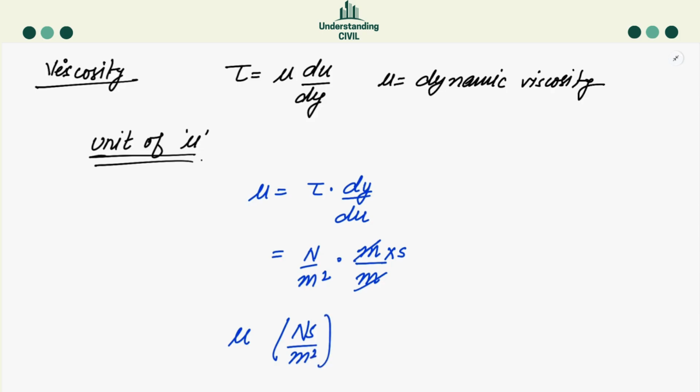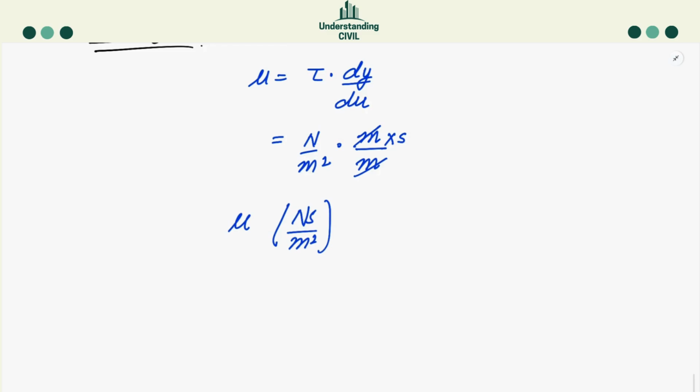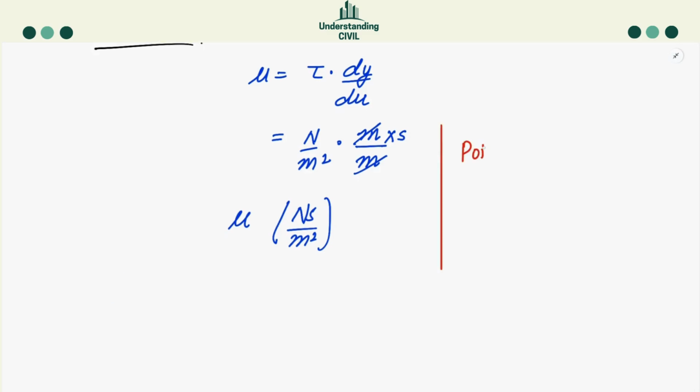Since fluid mechanics is a very old concept, earlier we used a unit called poise. And they are related as 10 poise is equal to 1 Newton second per meter square. This is very important because in competitive examinations, the dynamic viscosity, just to check the width of your knowledge, is often given in poise. So using this conversion, you can convert it.